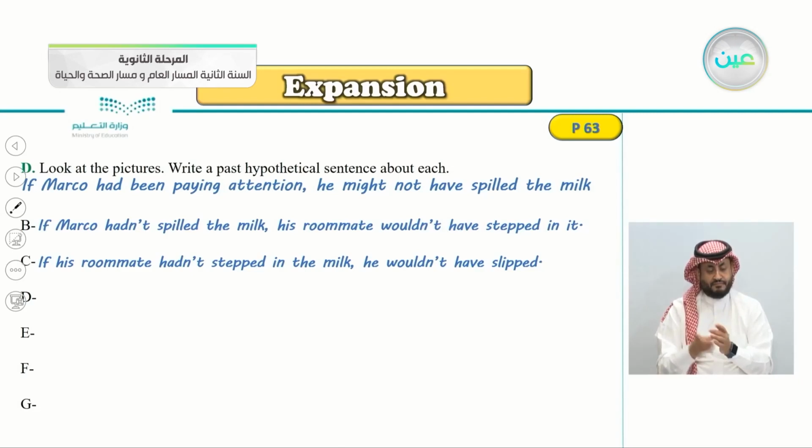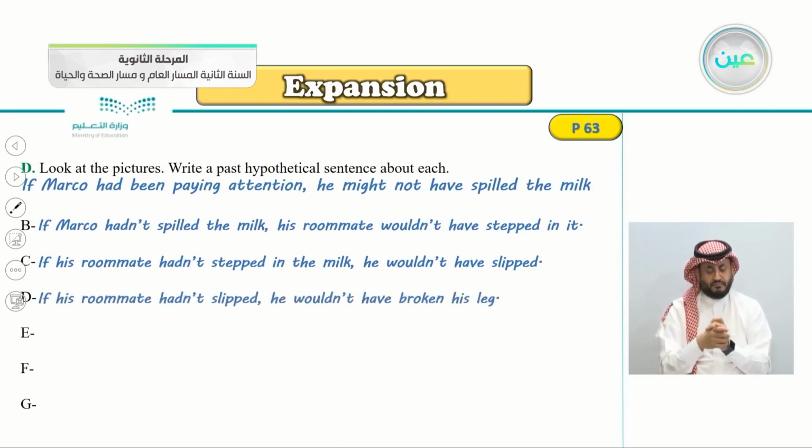Next picture. Okay, very good. If his roommate hadn't slipped, he wouldn't have broken his leg. And you can notice the picture that he has broken his leg. If his roommate hadn't slipped, he wouldn't have broken his leg. Next picture, same way. Very good.